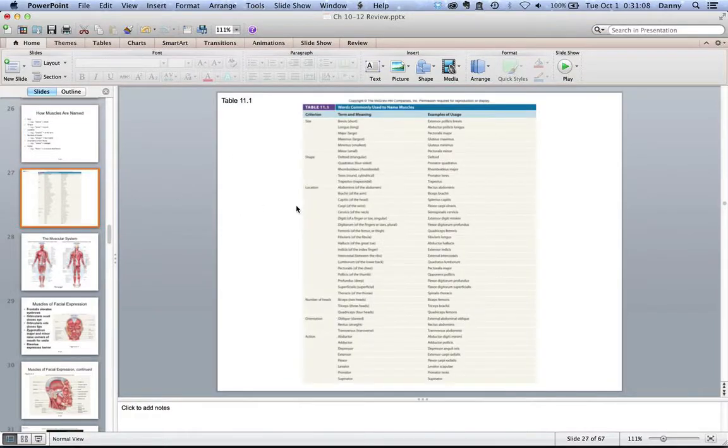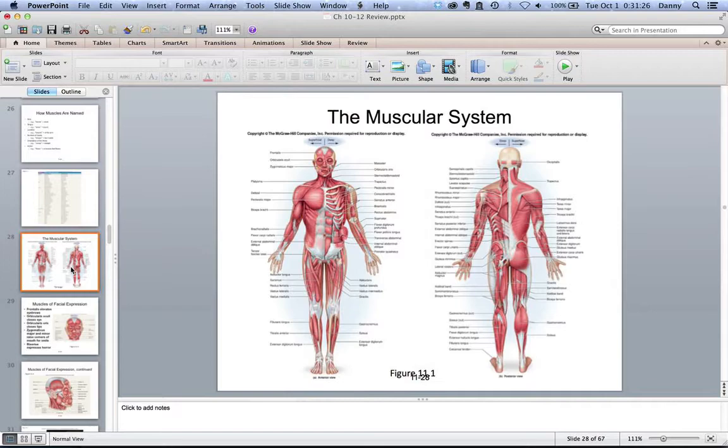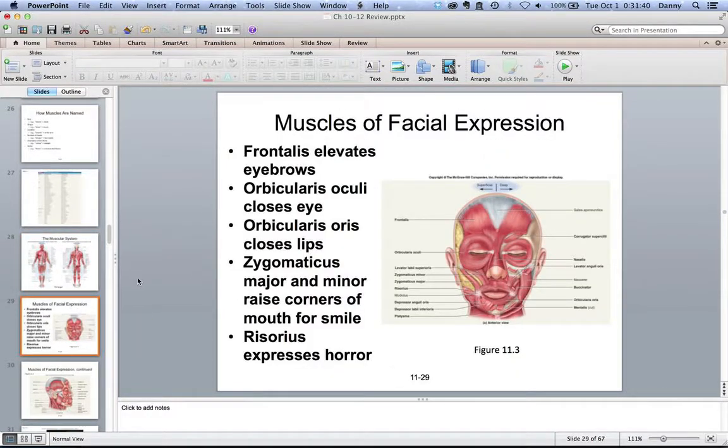This table in the book, 11.1, is absolutely fantastic. And I guarantee you there will be a couple of questions on the exam that require you to know a few words, things like polysis, brevis, longus, etc. So this is just an overview of the muscular system, and essentially everything on here you will be responsible for, either in lab or on the exam in the lecture section.